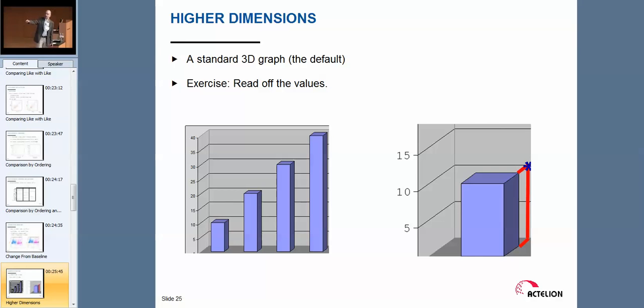The exercise is, what are the values that we see here? You see a y-axis, you see 4 bars, and this bar on the left-hand side, for example, goes up to here. Here's the line of 10, so it's just below 20, and that line is below 30, that line is below 40. But the question is, what's the value? And the answer is, this is 3D.